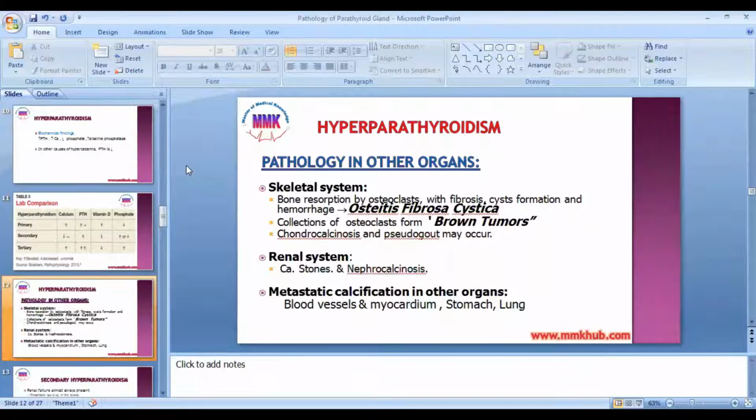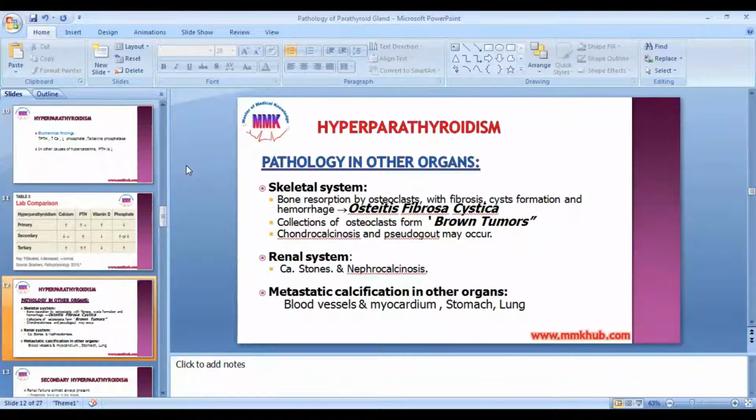As far as the pathology in the other organs is concerned, we have discussed previously the osteitis fibrosa cystica. It is a bony lesion which occurs due to the bone resorption by the osteoclast activity, with the fibrosis and cyst formation and the hemorrhage in the bone. And this is typical of the hyperparathyroidism.